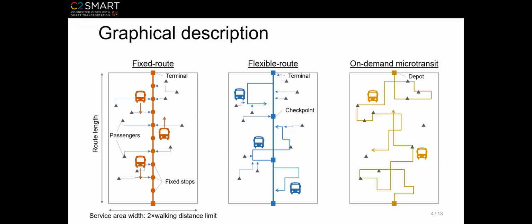Meanwhile, the flexible route also has the fixed route in the middle of the service area, but it has fewer stops which should be visited by vehicles. Instead, between those stops, vehicles can deviate freely and serve the passengers. Passengers can take two actions. First, they can wait for vehicles at their original locations, or they can access those fixed checkpoints. On the other hand, in microtransit, there's no fixed route, and vehicles can freely navigate all within the service region.